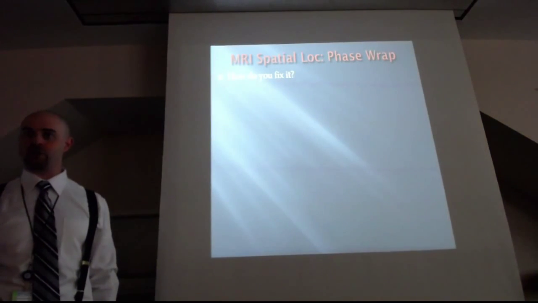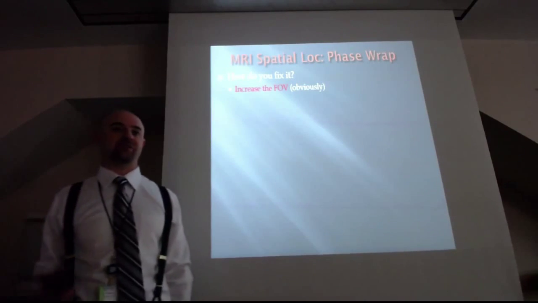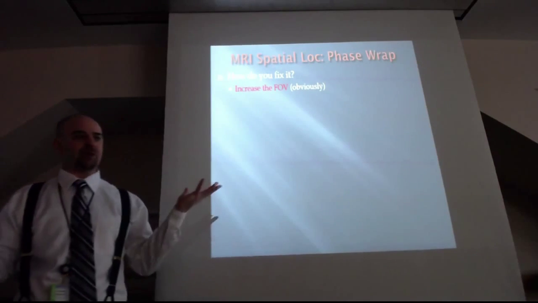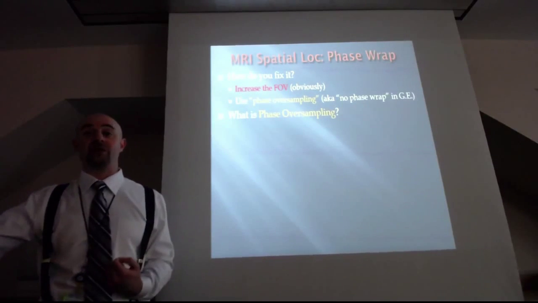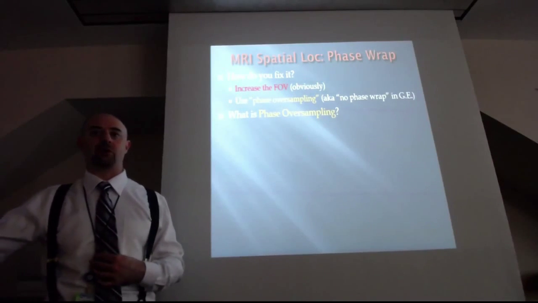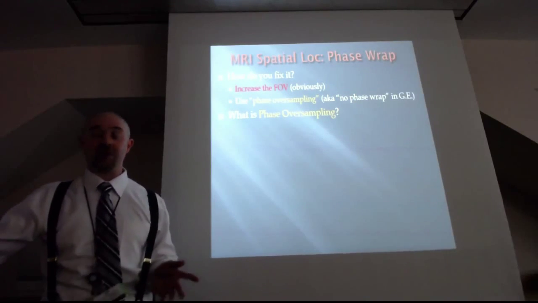So how do you fix it? Well, there's a couple ways. One, you can increase the field of view, obviously, and then you won't have that problem as long as the machine's encoding it appropriately. Or you can use phase oversampling. In GE, it's called no phase wrap. So what is phase oversampling?